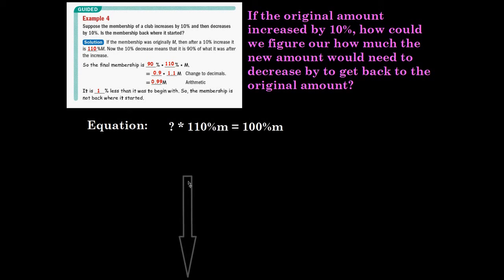And it always helps to have an equation. So here I said the unknown amount, we're trying to figure out how much it would need to decrease by, times the new amount, which is 110% of M, this being the original amount, equals 100% of M. I use this question mark because I think that this right here is a little confusing, but essentially what we're trying to figure out is what we could multiply the new amount by, the 110% because of that 10% increase, to get it back to just being 100% M or just M.